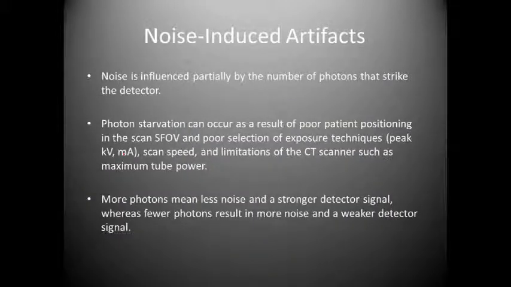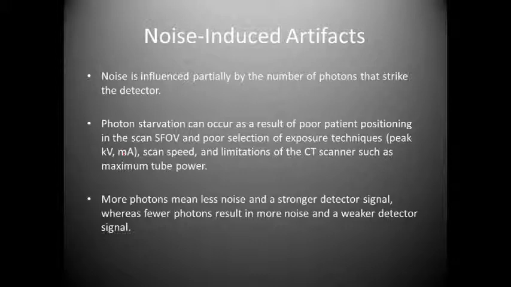So, noise-induced artifacts. Noise is influenced partially by the number of photons that strike the detector. Photon starvation can occur as a result of poor local patient positioning, SFOV, and poor selection of exposure techniques such as peak kV, mA, scan speed, limitations of the CT scanner, such as maximum tube power. More photons mean less noise and a stronger detector signal, whereas fewer photons result in more noise and a weaker detector signal.